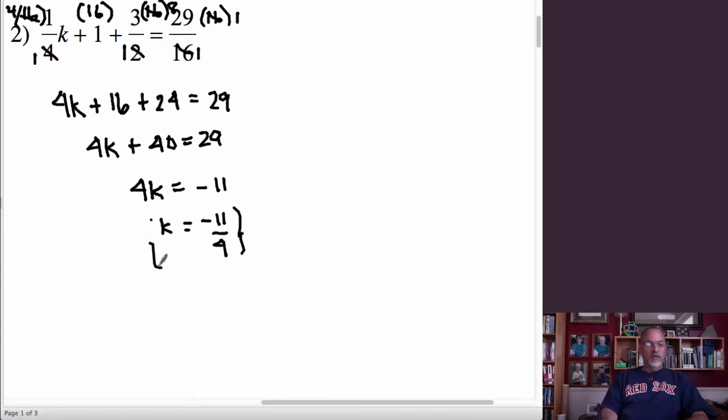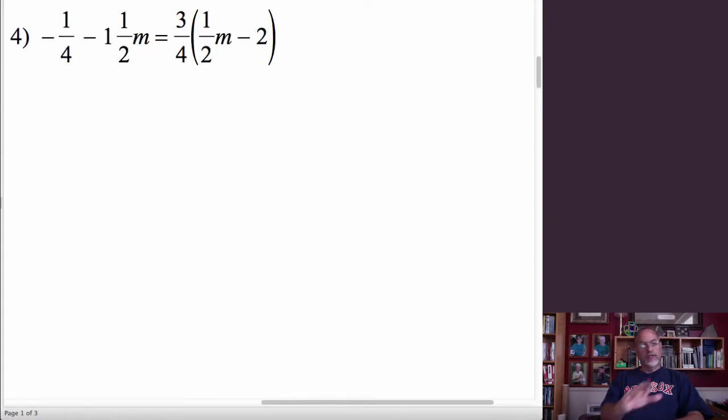So you'll see we may end up with a fraction at the end, but at least here in the middle we didn't have to deal with all those fractions. So it makes it a little bit easier in solving equations if we can remove those first. So let's take a look at number 4.